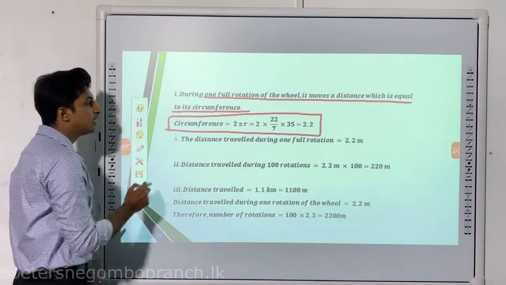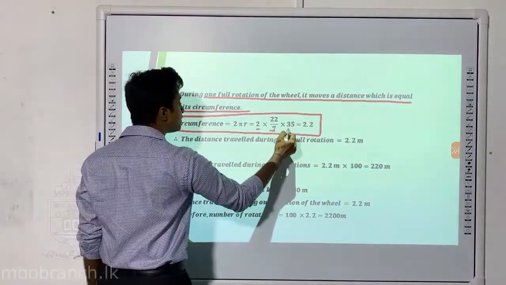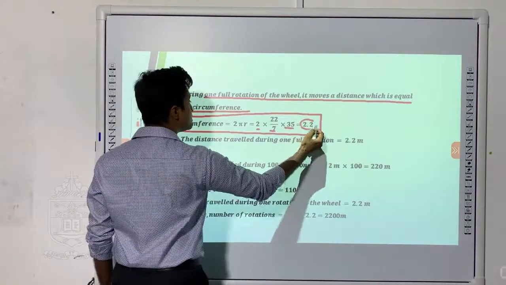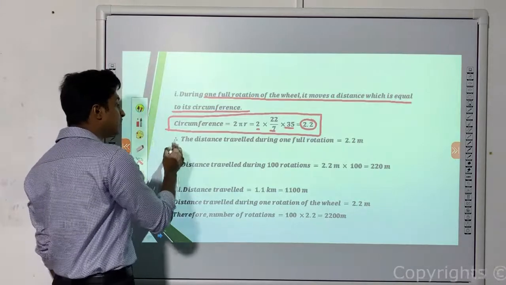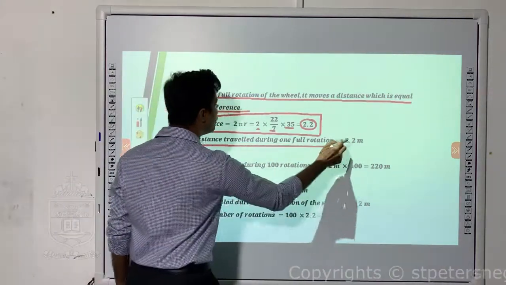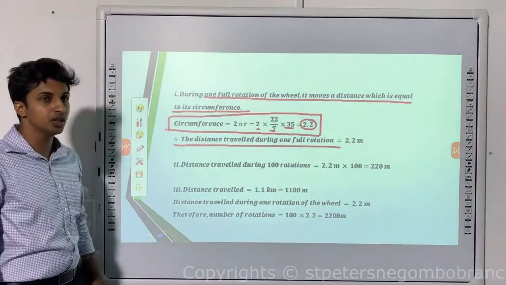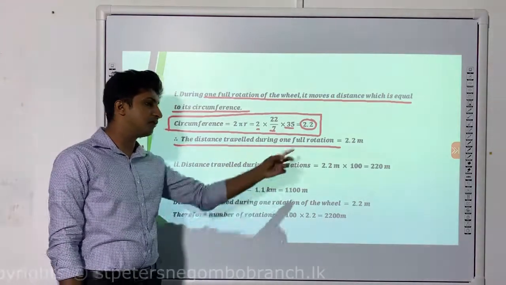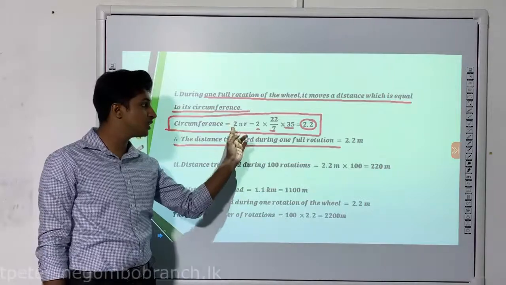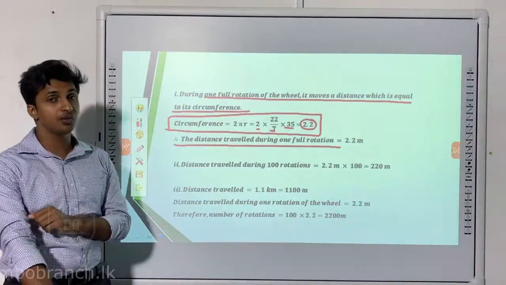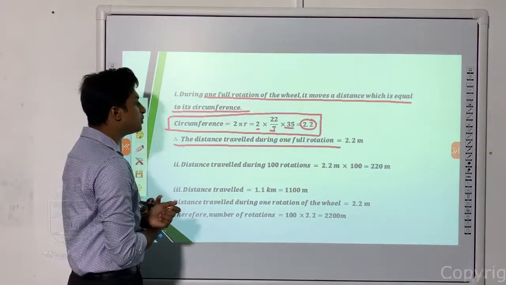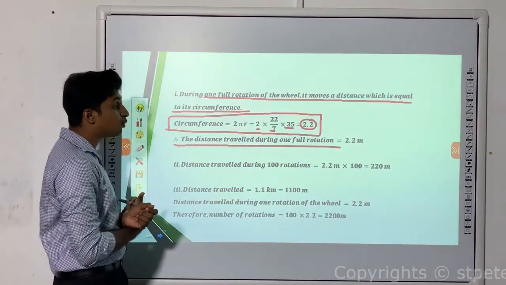That is going to be 2 pi r: 2 into 22 over 7 into the radius, which has been given as 35. Then the circumference is 2.2 meters. Therefore, the distance traveled during one full rotation is going to be 2.2 meters. For the distance for one full rotation, I have taken the entire circumference using the formula 2 pi r. Even if you want, you can use pi d, but I have used 2 pi r. Then 2 into 22 over 7 into 35, that is 2.2 meters.